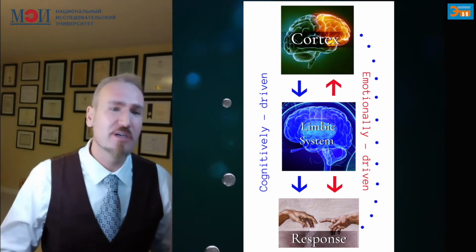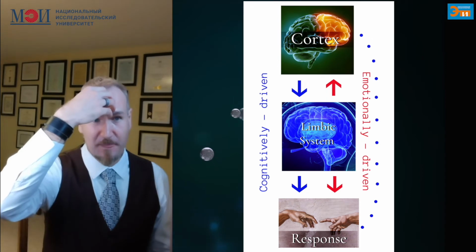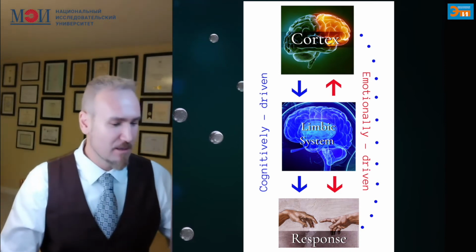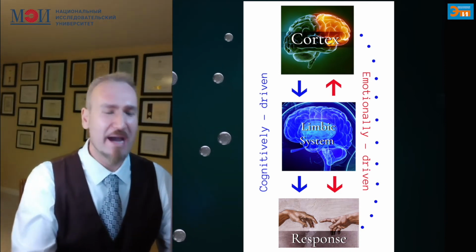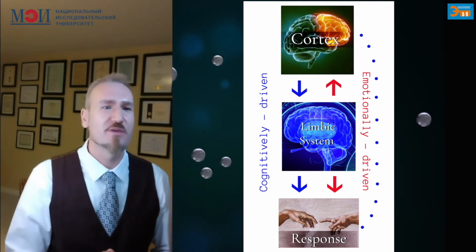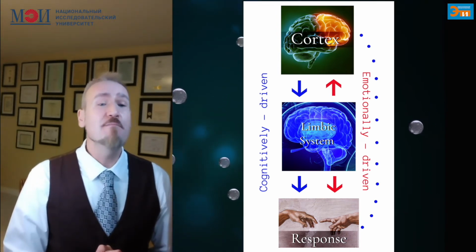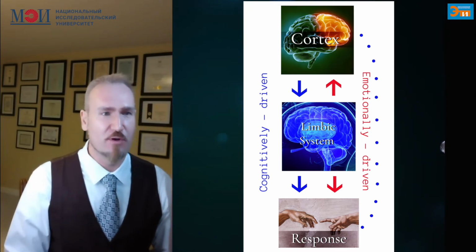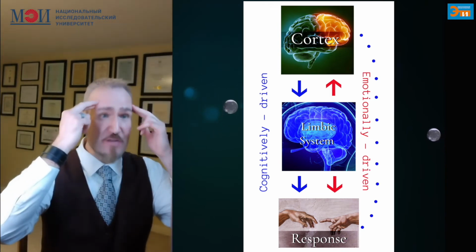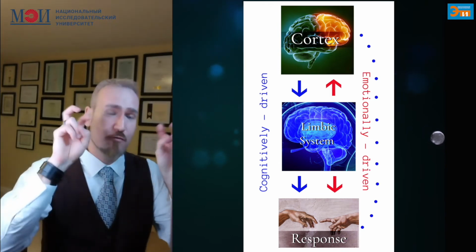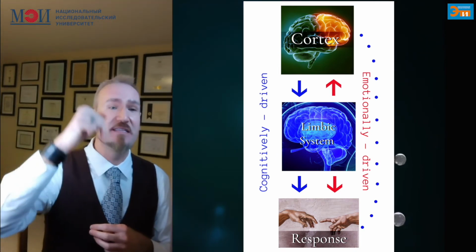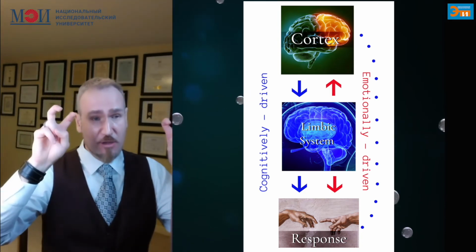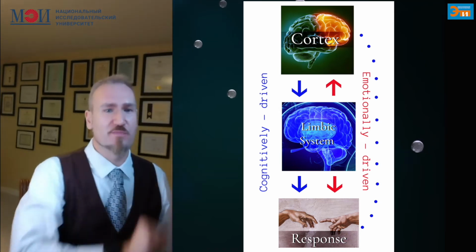So in this slide, you can see on top the cortex right here, then the limbic system in blue in the center, and finally the response. I'm Italian, so of course I put a Michelangelo reproduction here, just because. So in blue, the two blue arrows indicate a cognitively driven response. What does it mean? That our cortex, our prefrontal cortex, decides in a factual way, in a rational way, to activate the limbic system and therefore obtain a response. So from, you could say, rational thought through emotion and then response.